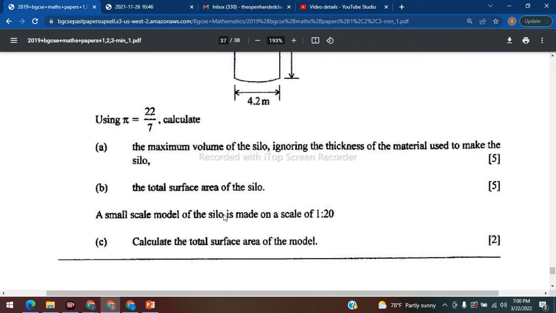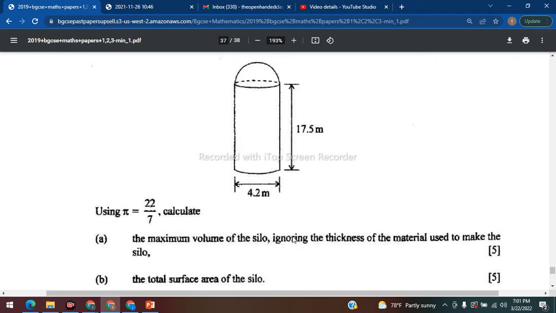A small scale model of the silo is made. We know the surface area of the big one, the full size. And if we know that a model is made at 1 to 20, calculate the total surface area of that model. I wonder what the 1 to 20 means.